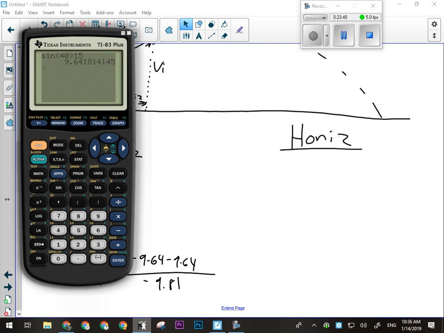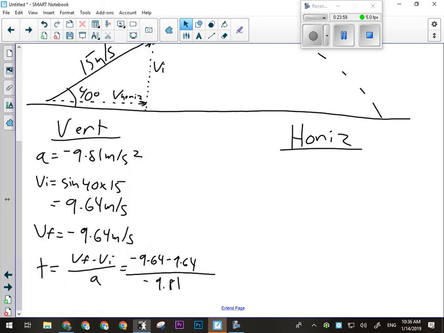We're going to take that number there and multiply it by 2, and then divide it by 9.81. So our time here is going to be 1.966 seconds. That's what we've got there. Time I can take over to this side, 1.966 seconds.